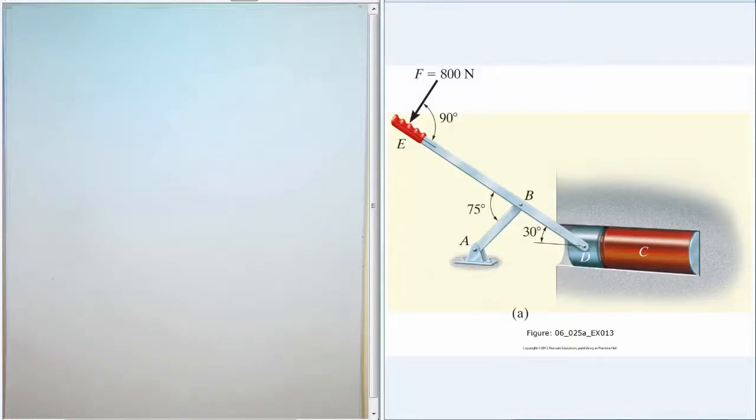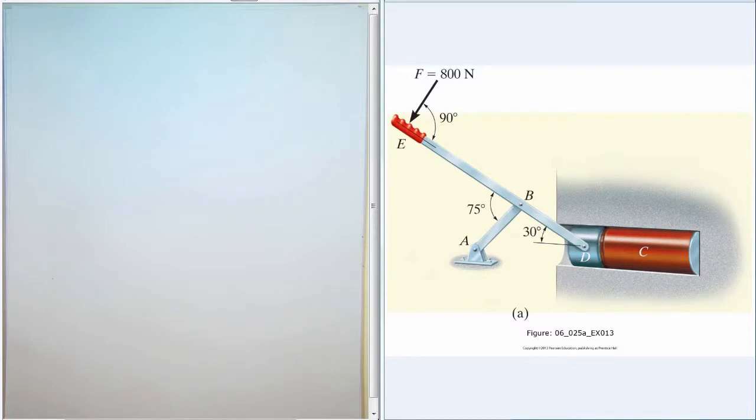This now is the last video for Chapter 6. We'll be looking at frames and machines. The difference between frames and machines and trusses is that in these structures, some of the members have more than two forces being applied to them.